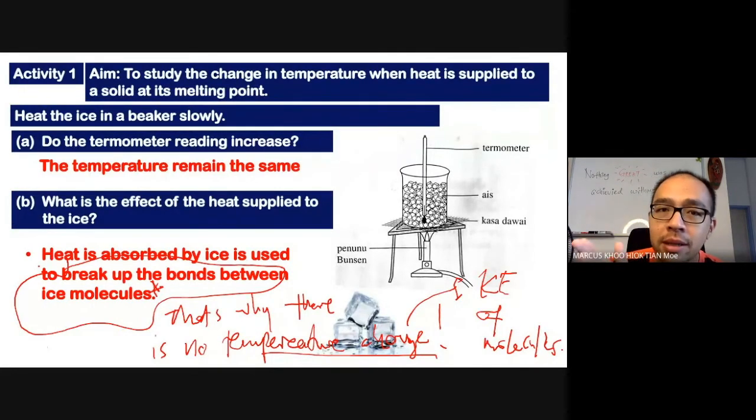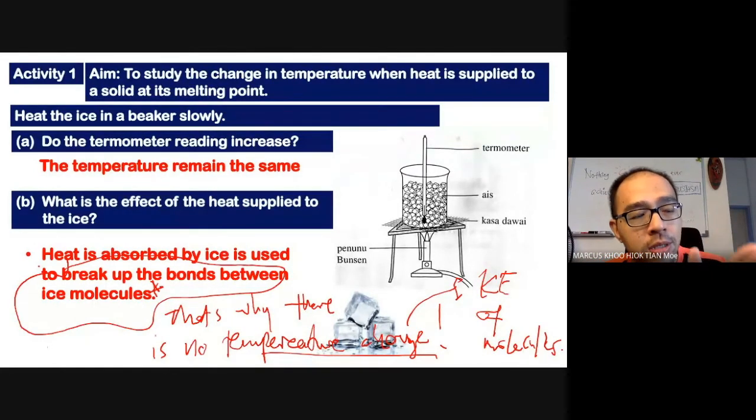Either you make the molecules move faster, which is increasing the kinetic energy, therefore you increase the temperature, or you break the bonds between the molecules, which means there's no temperature increase, but the heat is still working. The heat is still doing its job, but it's a different job now. It can only do one of the two jobs. It cannot do both at the same time. Very important thing we must remember as we go into this subtopic.